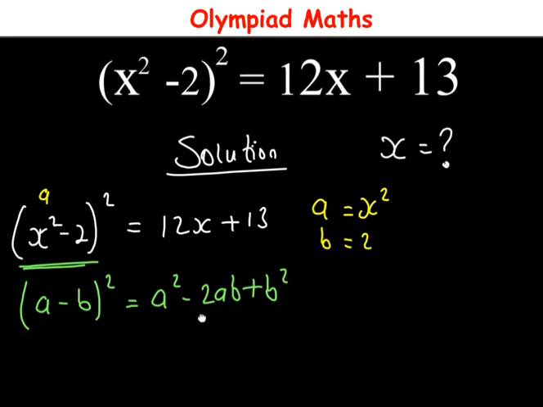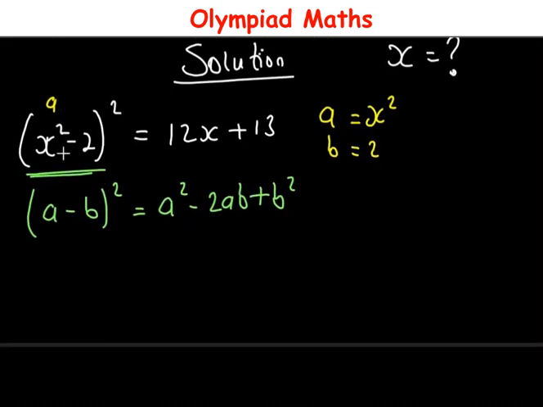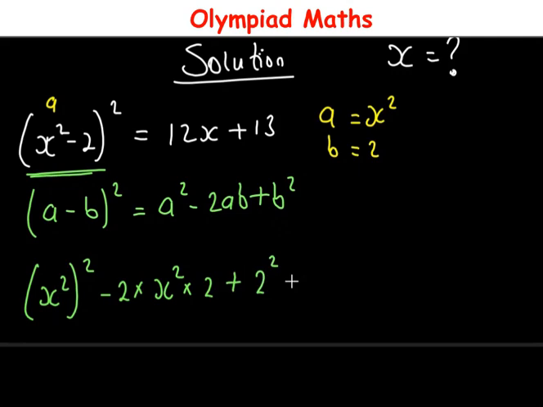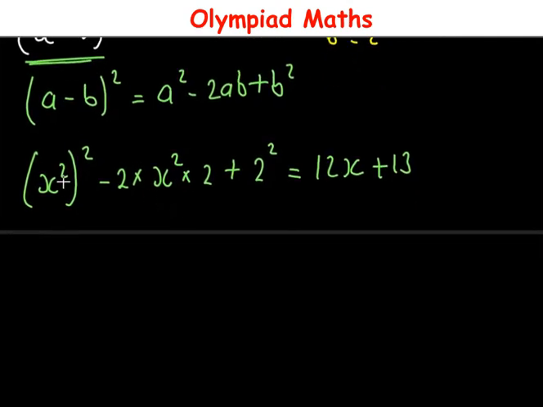So then, expanding x squared minus 2 all squared, we have a squared, a is x squared, that becomes (x squared) all raised to power 2, minus 2 times a is x squared times b is 2, plus b squared, 2 squared, equals 12x plus 13. So from here, (x squared) squared is x raised to power 4, then minus 2 times x squared times 2, that is minus 4x squared, plus 2 squared is 4, equals 12x plus 13.